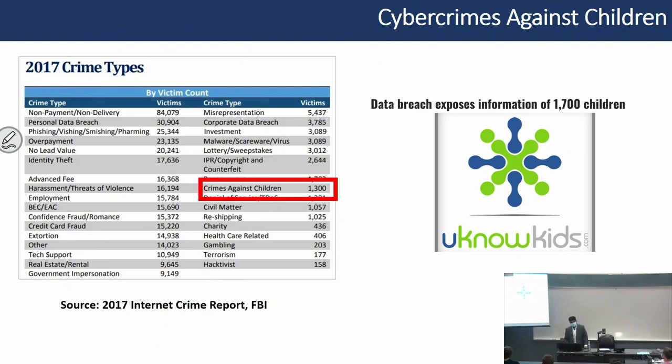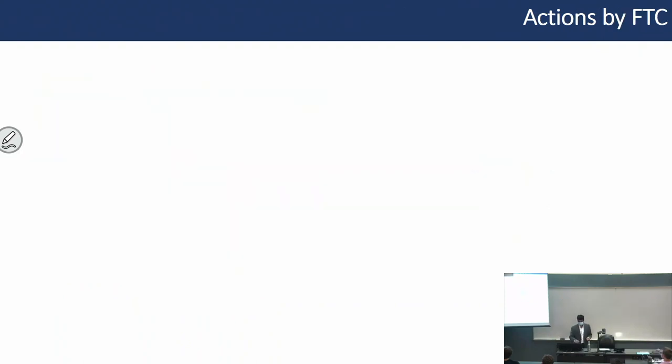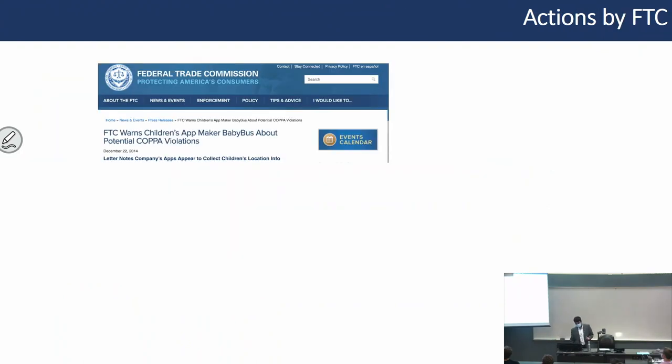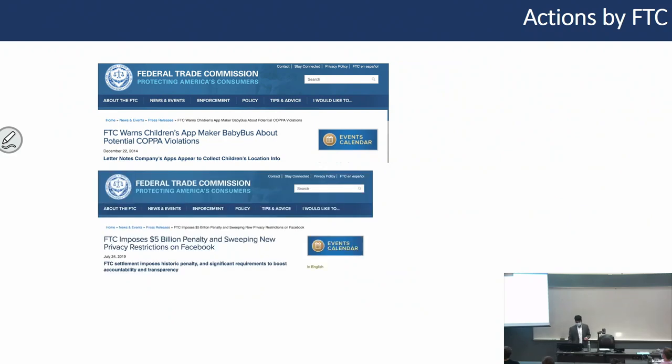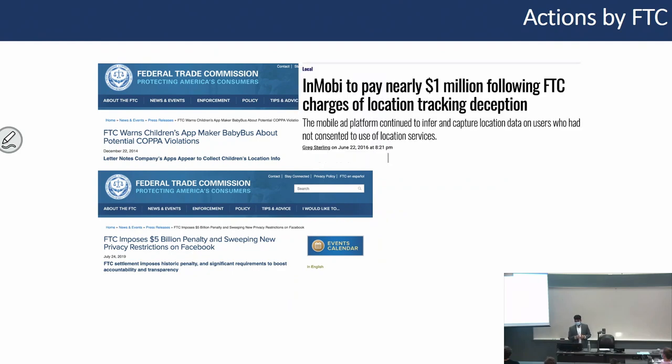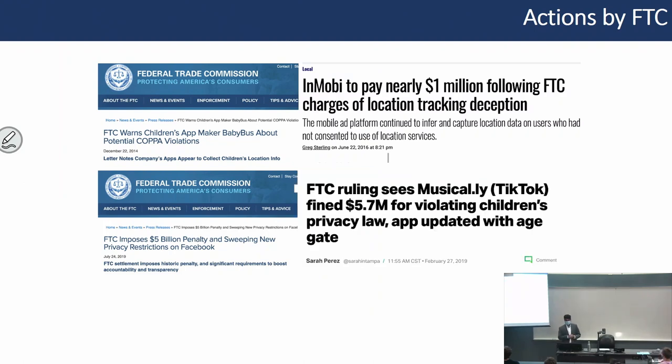So although the FTC has made this rule, unfortunately, due to lack of strict regulations or guidelines, a lot of apps don't follow this rule. So what does the FTC do? The FTC periodically punishes people. For example, Baby Bus was warned. Facebook was imposed a $5 billion penalty. InMobi had to pay almost $1 million. And TikTok paid $5.7 million, okay? So TikTok has a huge lawsuit with the FTC going on. So you can follow that if you want.